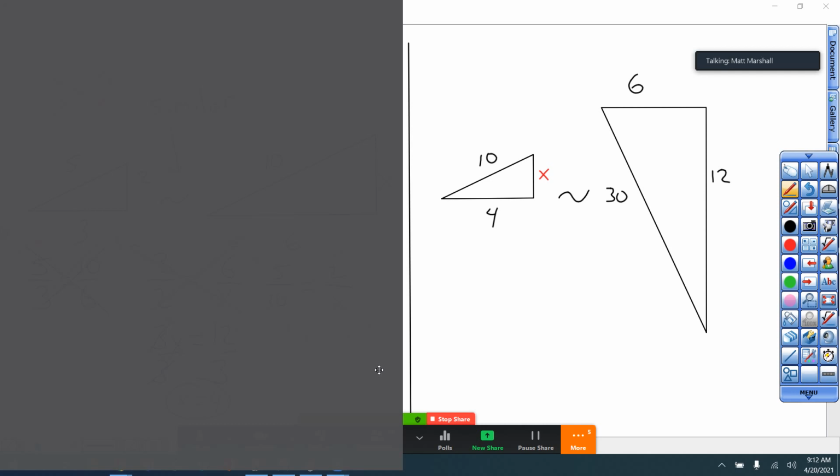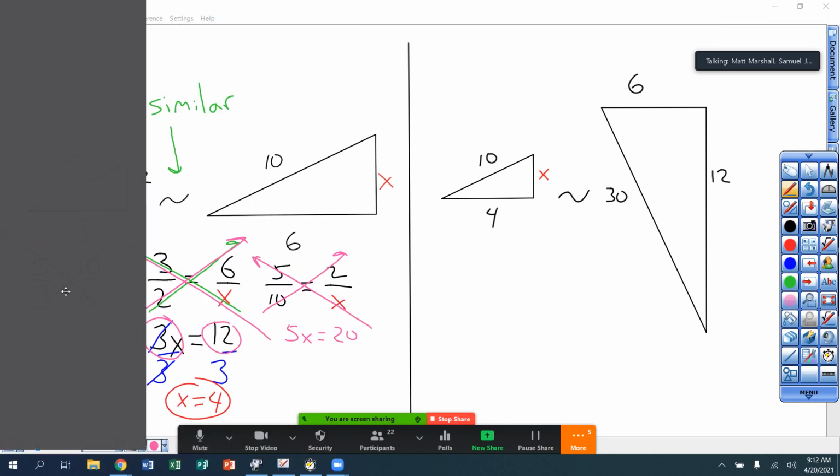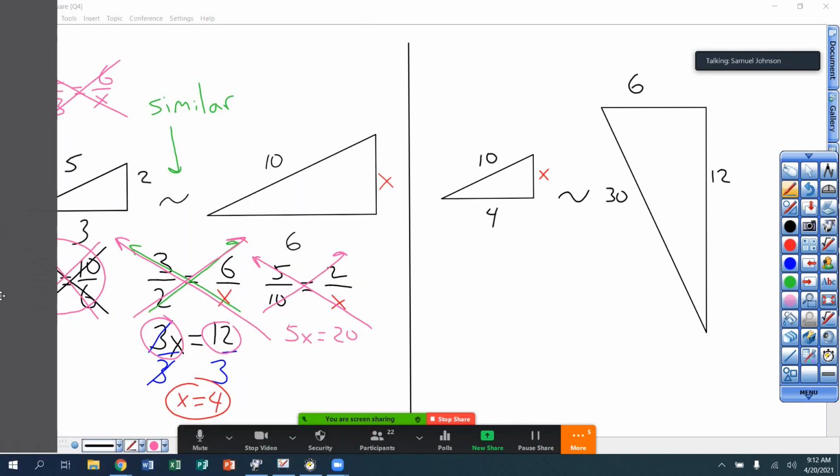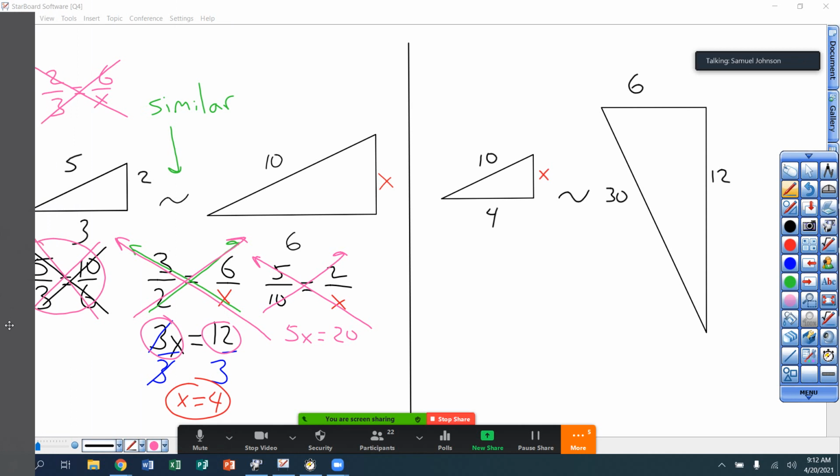All right, next. It gets harder. Yeah, Sam, question. Again, by crisscross timesing. The first crisscross is the x and the 5 I'm timesing. And the other crisscross is the 10 times the 2.